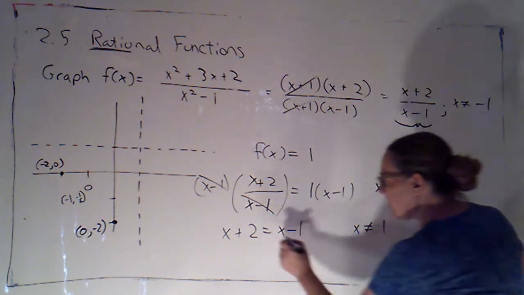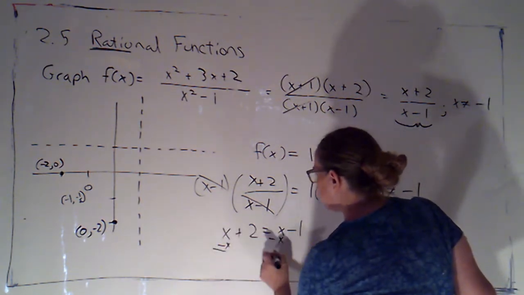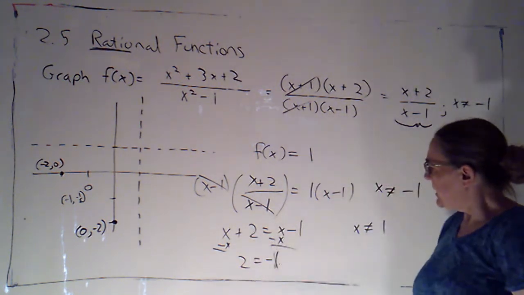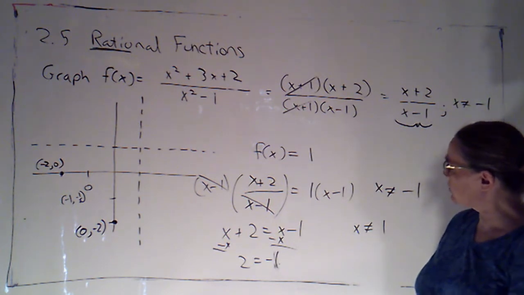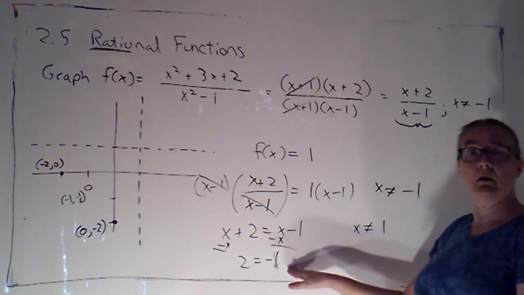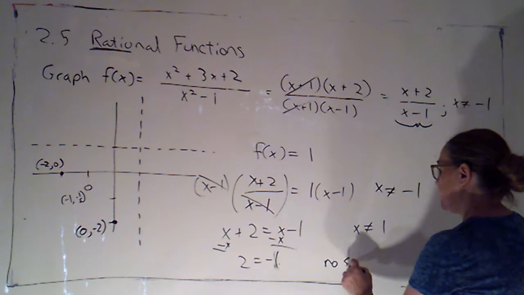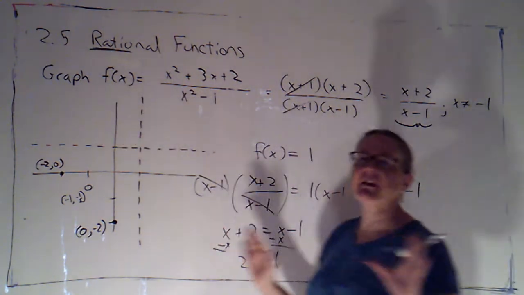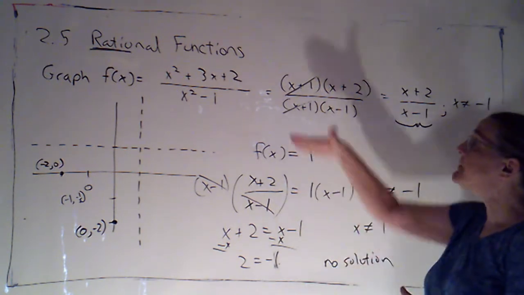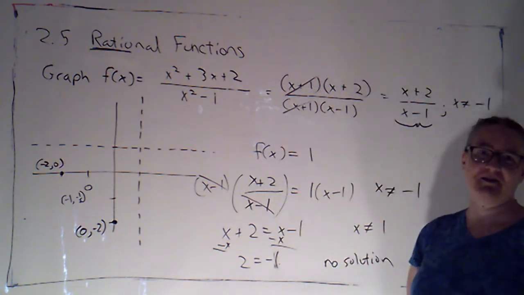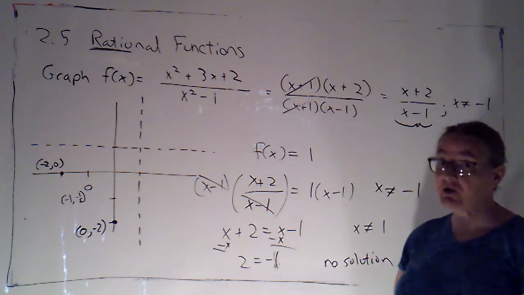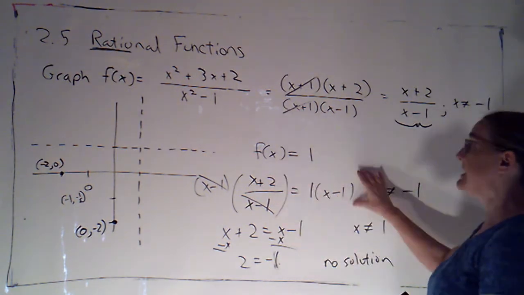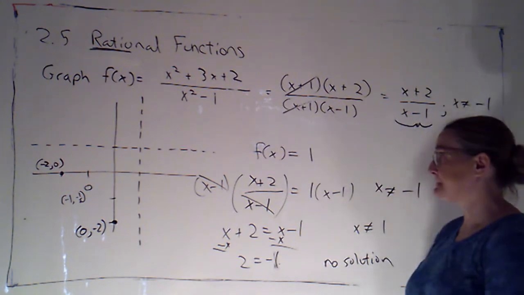If I tried to solve for x, I'd subtract the x over to the other side. We get 2 equals negative 1. And I say to myself, that's not true. I haven't done anything wrong. What I've shown is that there's no solution, which means we never touch this asymptote. That's very common that we don't, but it is possible to touch a horizontal asymptote. So do be prepared to check for that. And you do that by simply setting the formula for the function equal to the value of the asymptote.